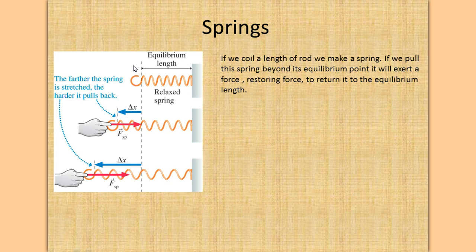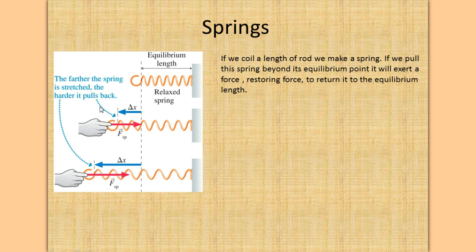Okay, here we have a spring, and the equilibrium point of this spring is along this dotted line, to where this spring is not stretched or compressed. If we pull this spring beyond this equilibrium point, it will exert a force we call a restoring force to return it to the equilibrium length.